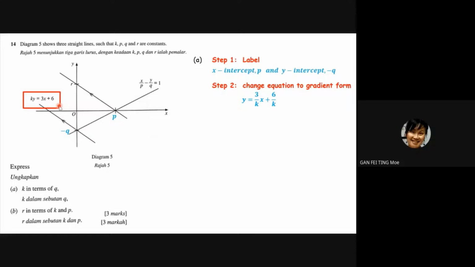6 over k equals negative q. Very good. See, I told you already. Your negative q equals 6 over k. But the question is asking for k in terms of q. Don't take the negative and throw it to the other side. They want k to be the subject of the equation, so you change its position. k equals negative 6 over q.